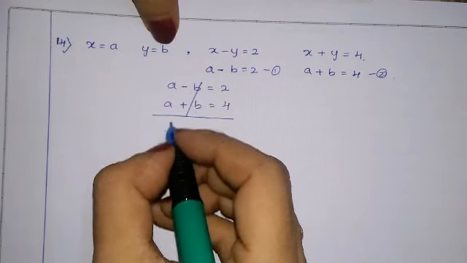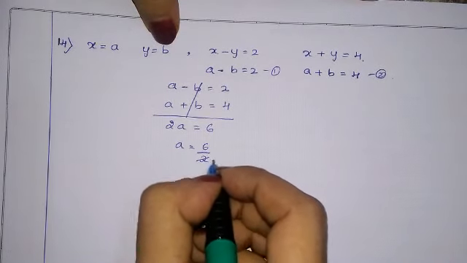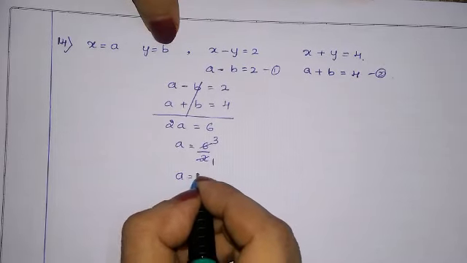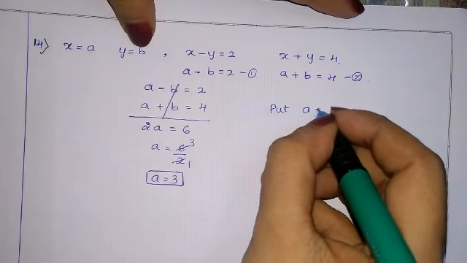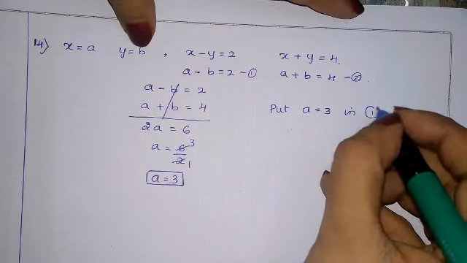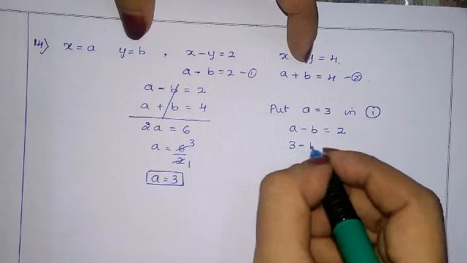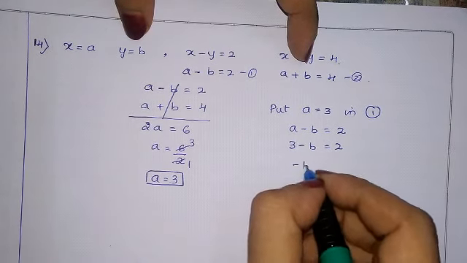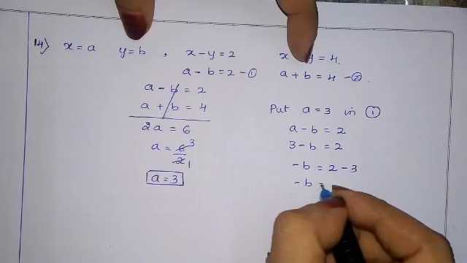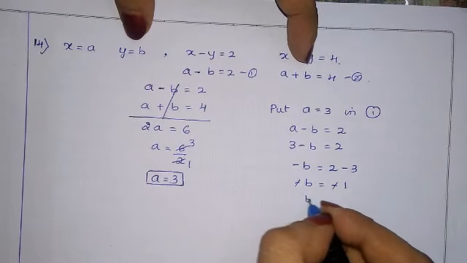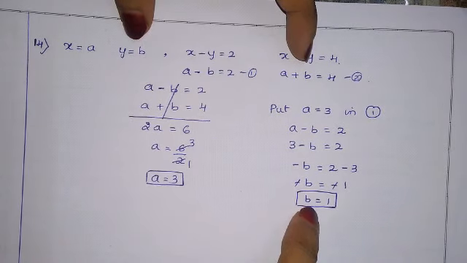So a + a is 2a, 4 + 2 is 6. a = 6/2. 2 ones are 2, 2 threes are 6. So a = 3. Now put a = 3 in equation 1: a - b = 2, so 3 - b = 2. Then -b = 2 - 3, so -b = -1. The minus signs cancel, b = 1. They asked for the values of a and b, so a = 3 and b = 1.